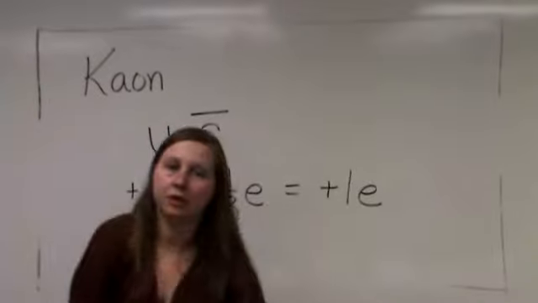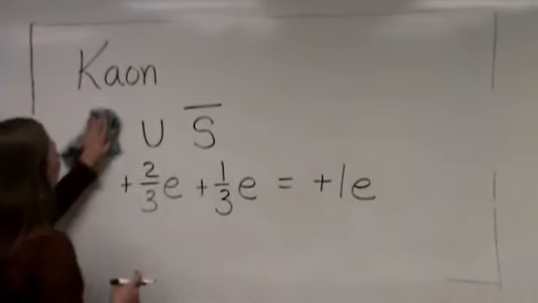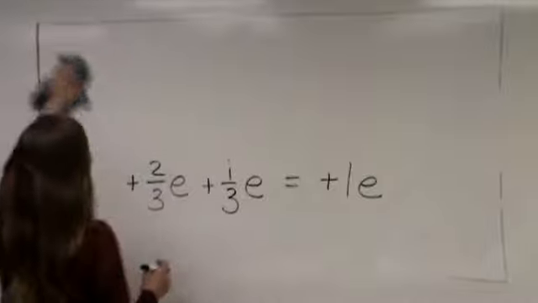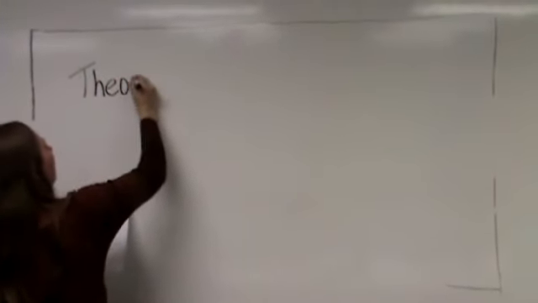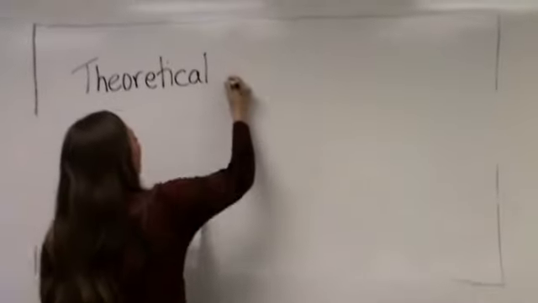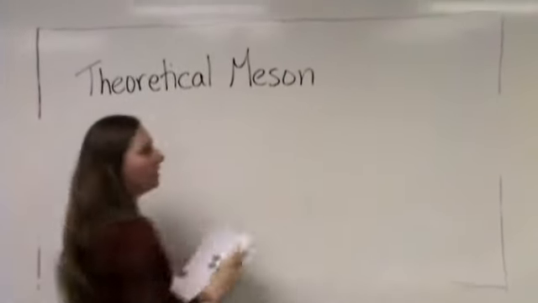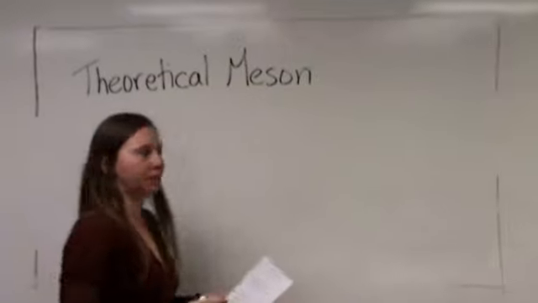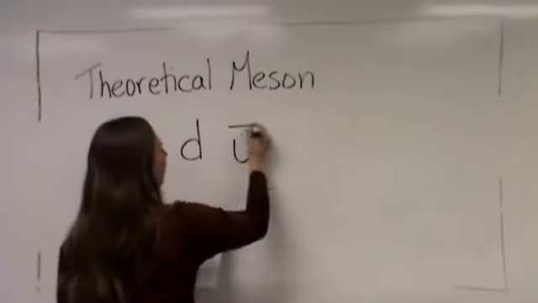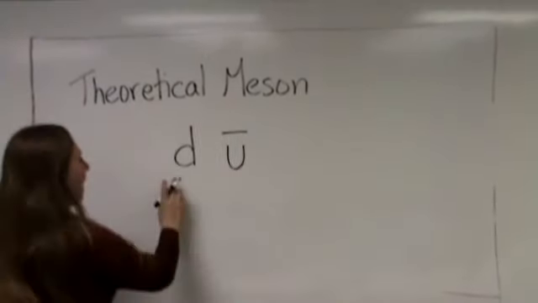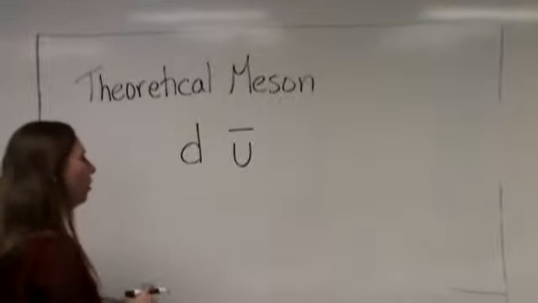All right, now let's do a theoretical meson here. I'm not going to give this one a name. We're just going to come up with a meson that is theoretically possible, because we'd like to see the one last charge that mesons can have. Let's try a down quark and an anti-up quark.